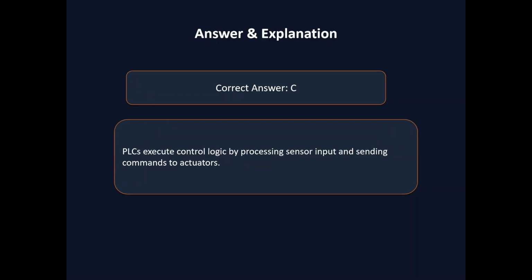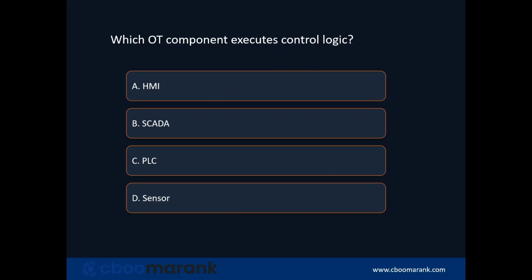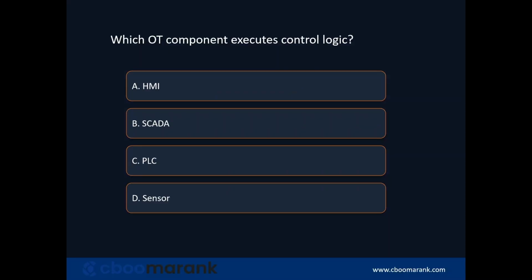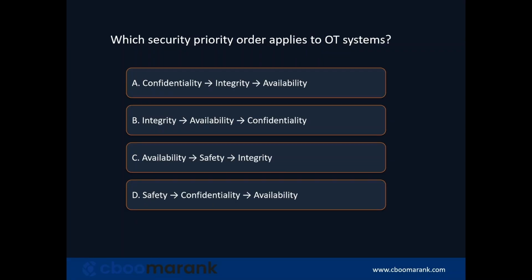So now the correct answer is option C, which is PLC. PLC, commonly called a programmable logic controller, executes control logic by processing input from sensors and sending commands to the actuators. The HMI displays information to the operator, while the SCADA system provides centralized monitoring, and sensors collect information or data.